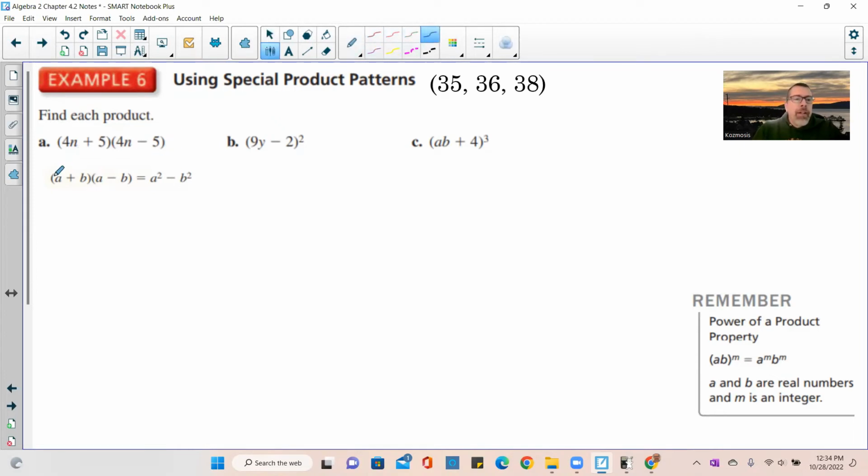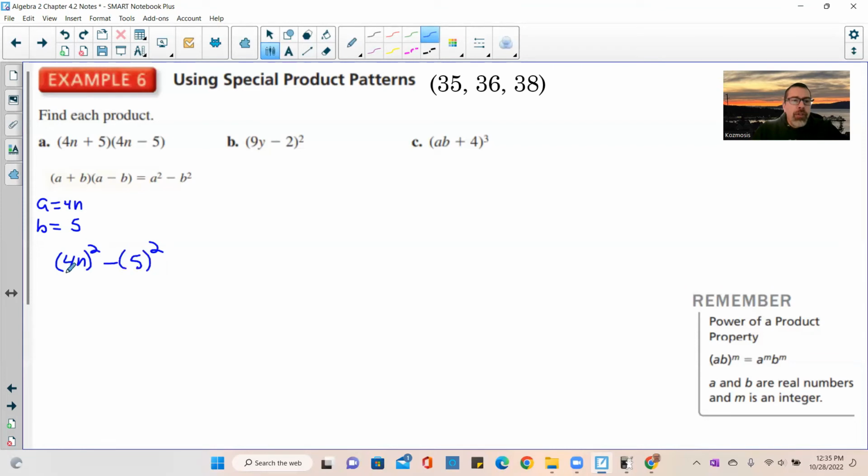I'm using the pattern. So in this case, I'm just going to write a equals 4n. Here's my a plus b, and b equals 5. And here's my a, 4n, minus b, 5. So a is 4n, b is 5. A, b, a, b. Get it? Okay, so that is going to equal a squared, which is 4n squared, minus b squared.